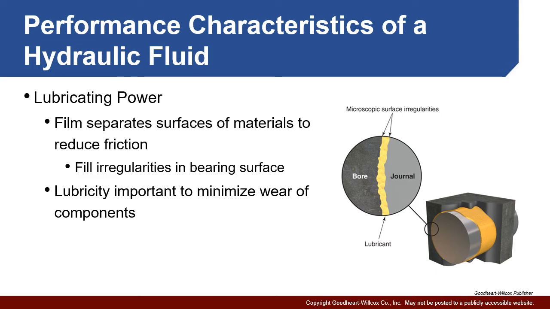So let's discuss these various desirable characteristics for our hydraulic fluid. One of the key things is this issue of lubrication. When you look at a surface, even though it may appear very smooth, under a microscope, you'll see that there are significant irregularities. You can see it here in a journal bearing and the bore. And what we would like our fluid to do is essentially fill these irregularities and allow for smoother motion.